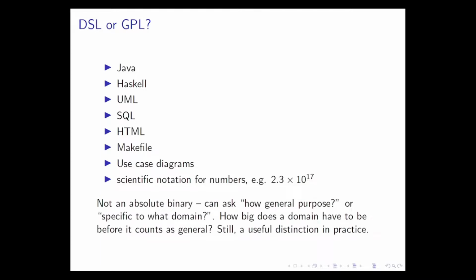So there's not an absolute binary distinction between DSLs and GPLs. We can ask, well, how general purpose does it have to be, or specific to what domain? If your domain gets big enough, then you're in the land of general purpose languages. Somebody might argue, for example, that UML was a domain-specific language because it's specific to the domain of wanting to model object-oriented systems. Well, most people would say that domain is so big that it's general, but you don't have to worry about the fact that there are grey areas. Sometimes the distinction is useful in practice.